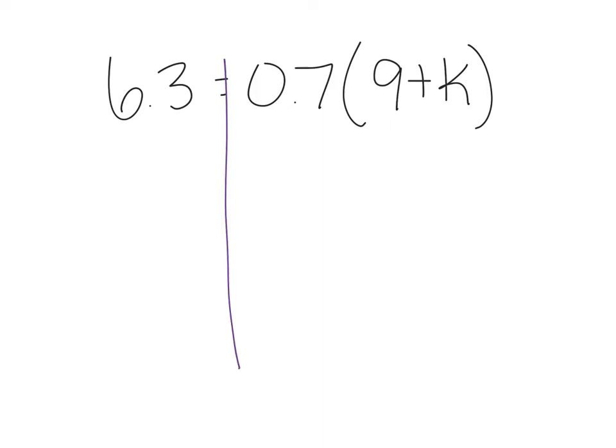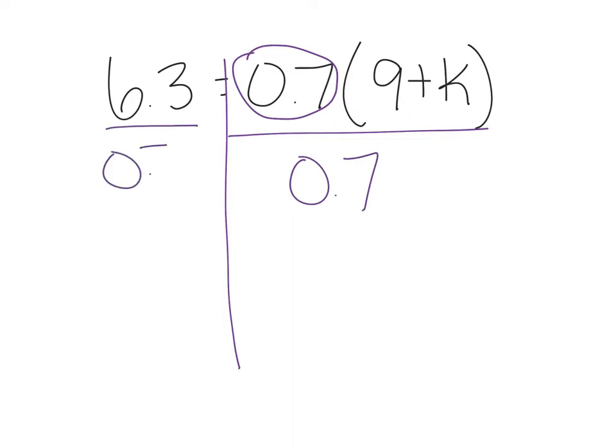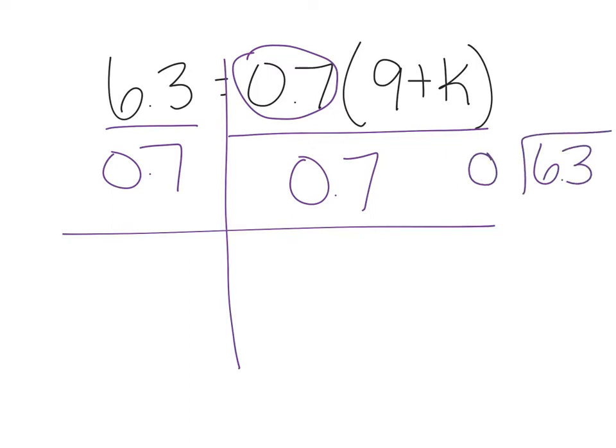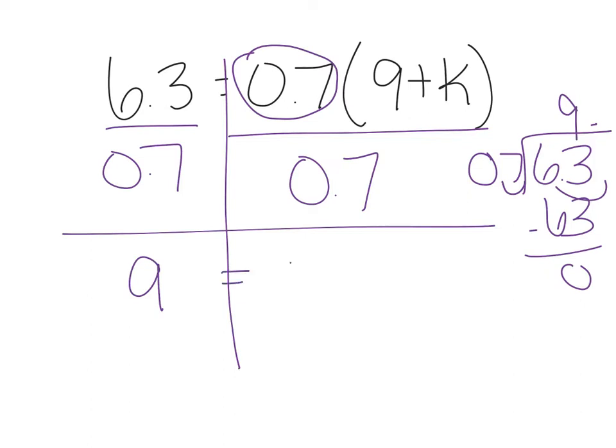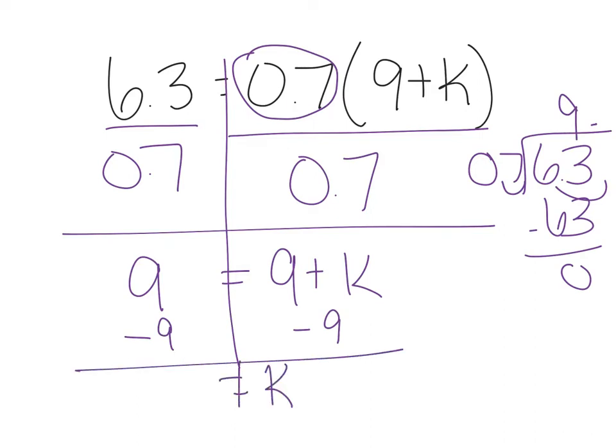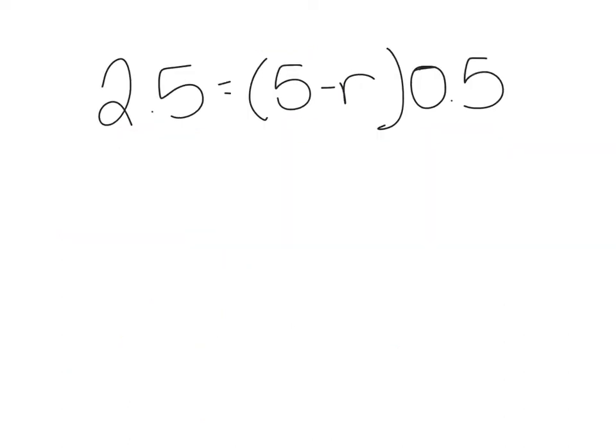What I would do is try to get rid of this 7/10, so I'm going to divide both sides by 7/10. We can do that out: 6.3 divided by 7/10. Of course, slide baby slide, raise the roof, it goes in 9 times. So we have 9 on the left equals 9 plus k. Subtract 9 from both sides. K then equals 0. Go ahead and try this one.